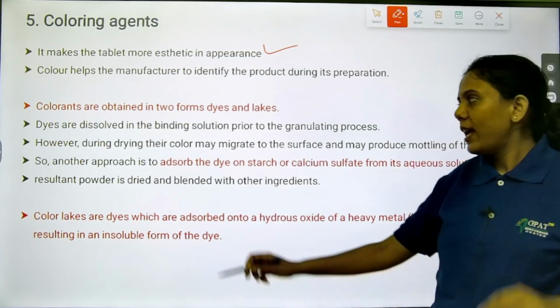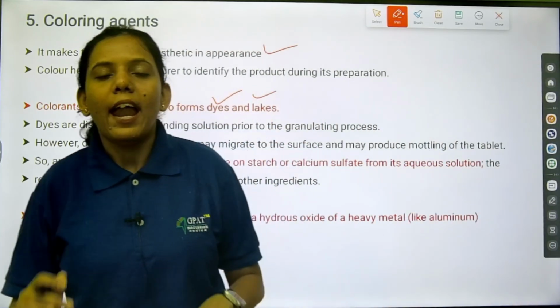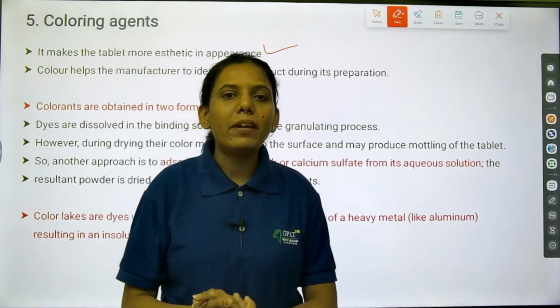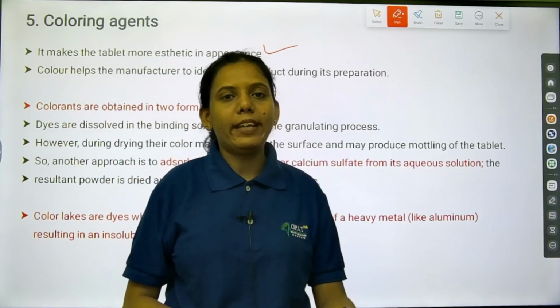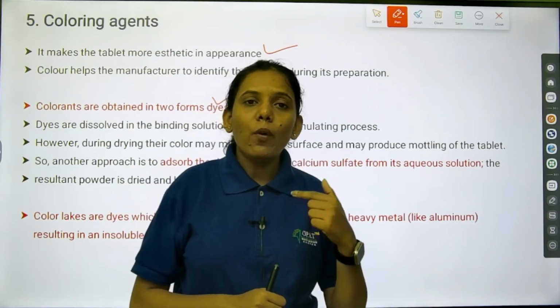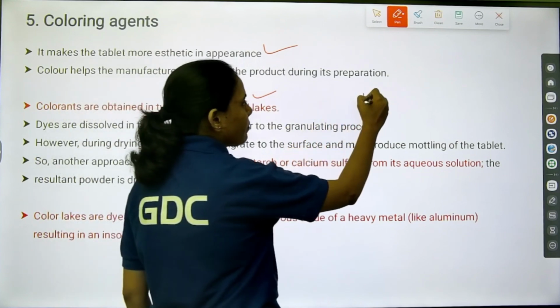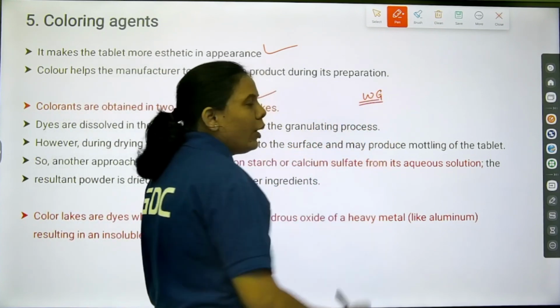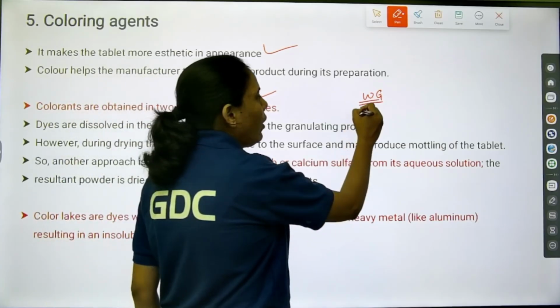Now there are two types, dyes and lakes. First of all, I will tell you what is lake, what is dye. Dyes are your normal colors, the pigments which are available. What is lake? First of all, I will tell you why it came. What is lake and why it came. So dyes are there, right? Now if you are going for wet granulation, what used to happen is the powder is there, right?